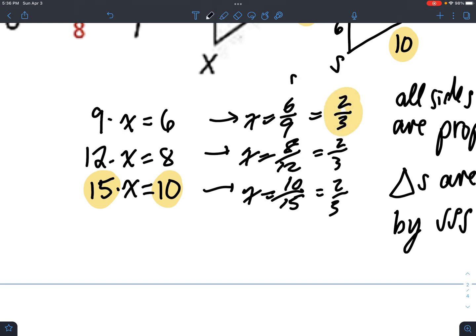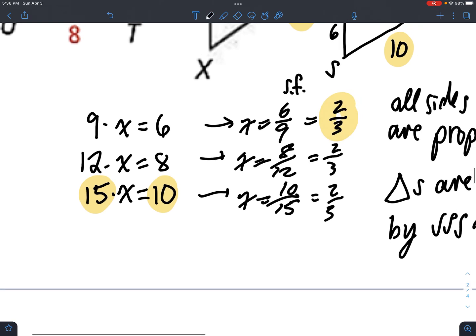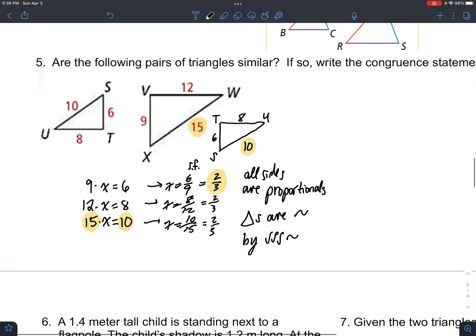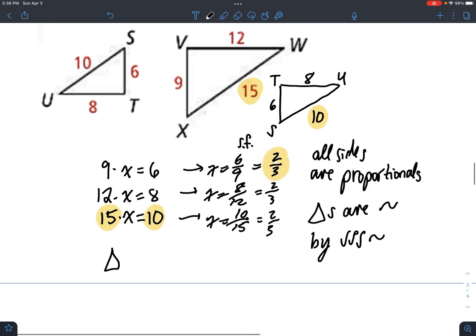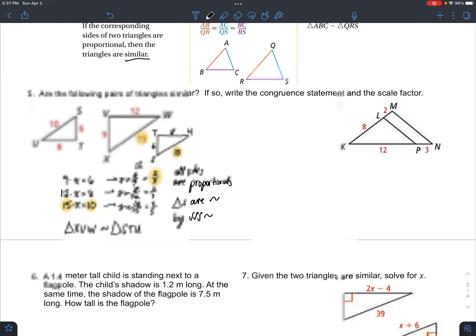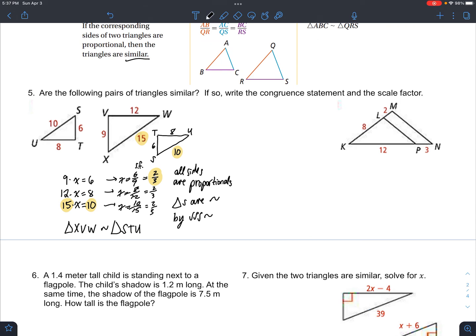So this is the scale factor, SF, whatever you want to call it. And it's much easier to write these triangle similarity statements or congruence statements when all the triangles are oriented the right way. So I'm going to start with X, go up to V, go over to W. So down S, up to T, over to U. All right. Let's take a look at this next one.